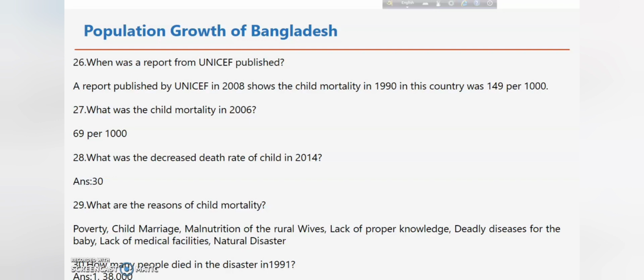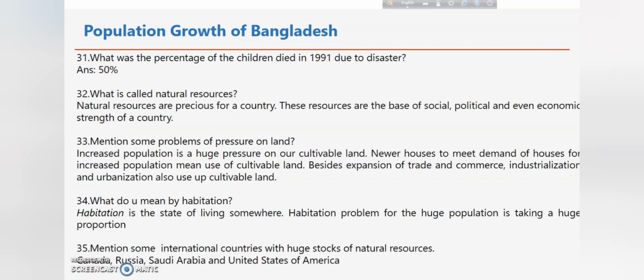Now, the question is, how many people died in the disaster in 1991? It was 1,38,000. My next question is, what was the percentage of the children who died in 1991 due to the disaster? It was 50%.